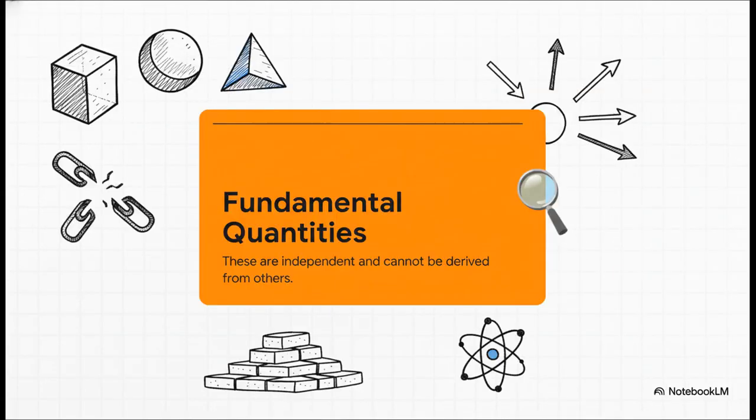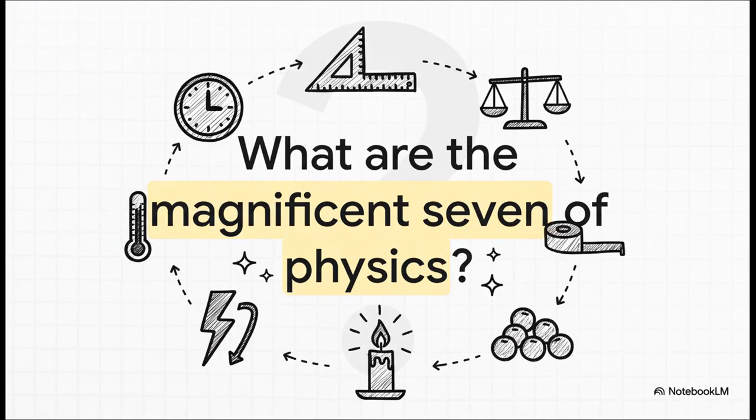These are what we call fundamental quantities. And the keyword here is independent. You can't break them down any further. You can't make them by mixing other quantities together. They are the absolute bedrock, the starting point for everything. This idea is so huge that our entire global system of measurement, you might know it as the SI system, is built on just 7 of these fundamental quantities. 7, that's it. So, you want to know what the magnificent 7 are?